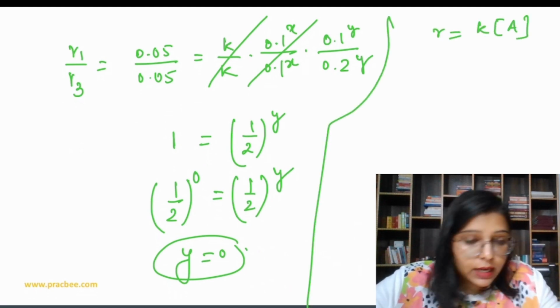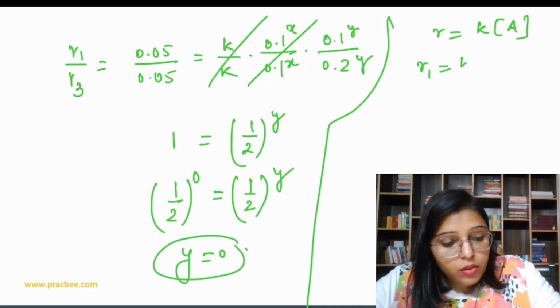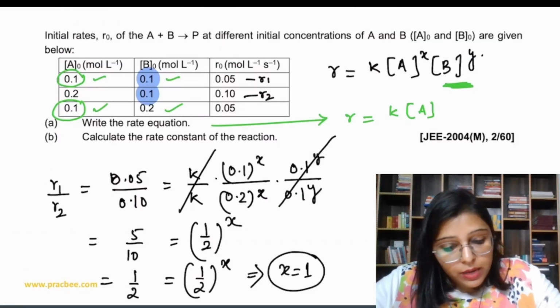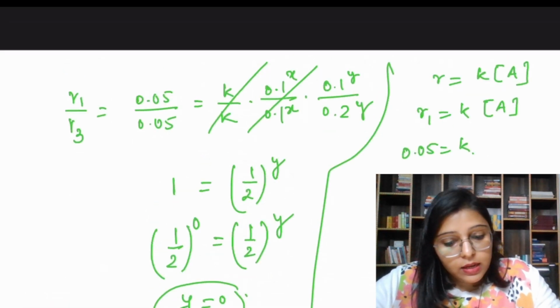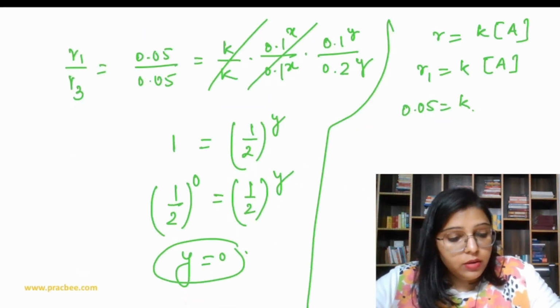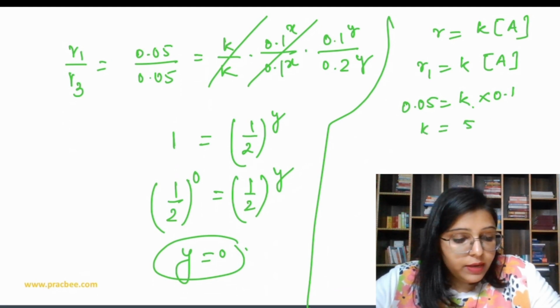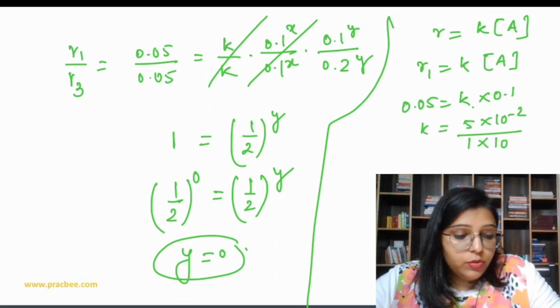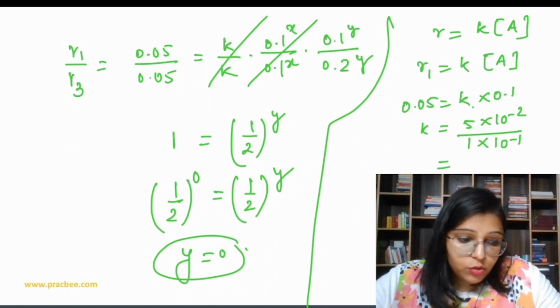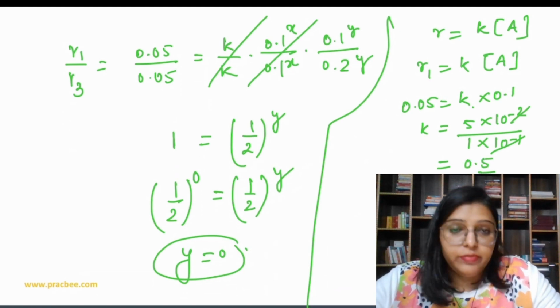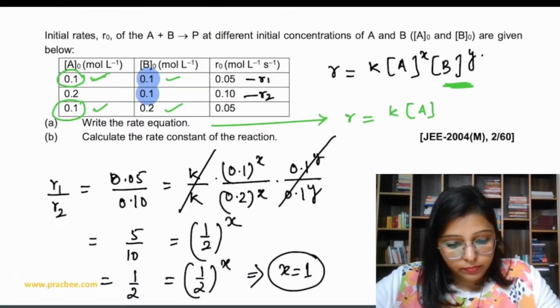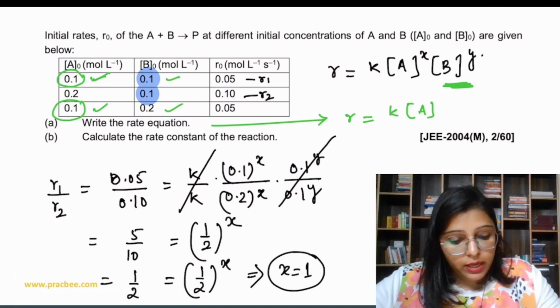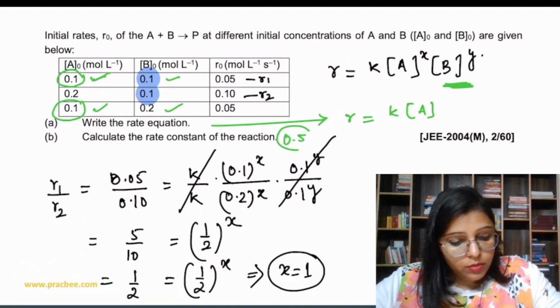So let us take any reaction. Let me take R1. So k[A]. So R1 is 0.05, so 0.05 = k times concentration of A, which is 0.1 over here. So 0.1. So k is what? 5 into 10 to the power minus 2, and this is 1 into 10 to the power minus 1, right? So on solving, what do we get? 10 to the power minus 2 and 10 to the power minus 1 cancel out, so we get 0.5. So the rate constant value is going to be 0.5. Clear? That's it. So the rate constant value is 0.5.